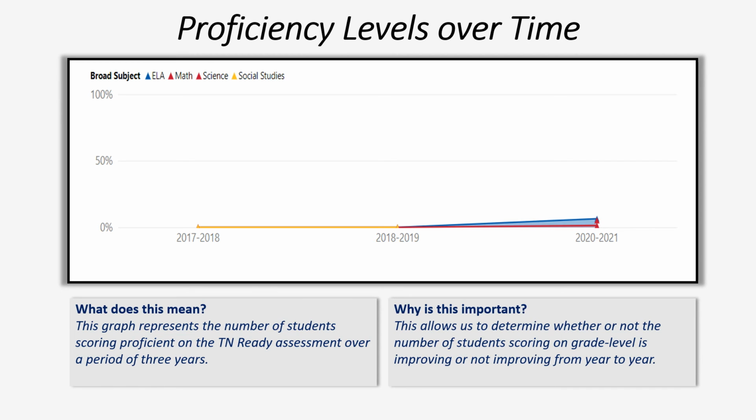Proficiency levels over time. What does this mean? This graph represents the number of students scoring proficient on the i-Ready assessment over a period of 3 years. Why is this important? This allows us to determine whether or not the number of students scoring on grade level is improving or not improving from year to year.